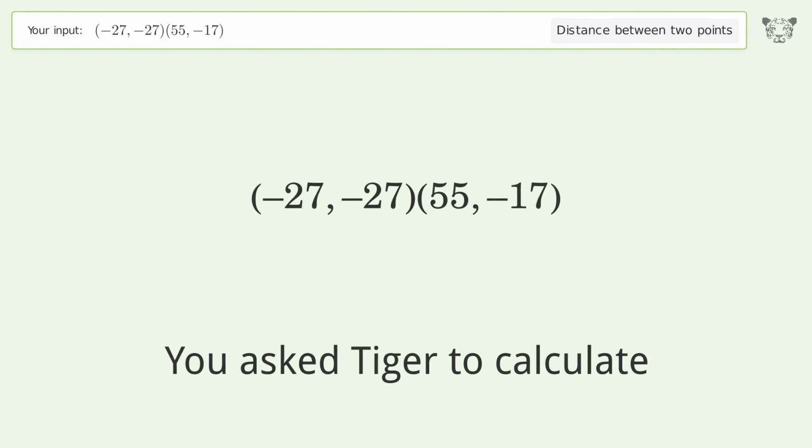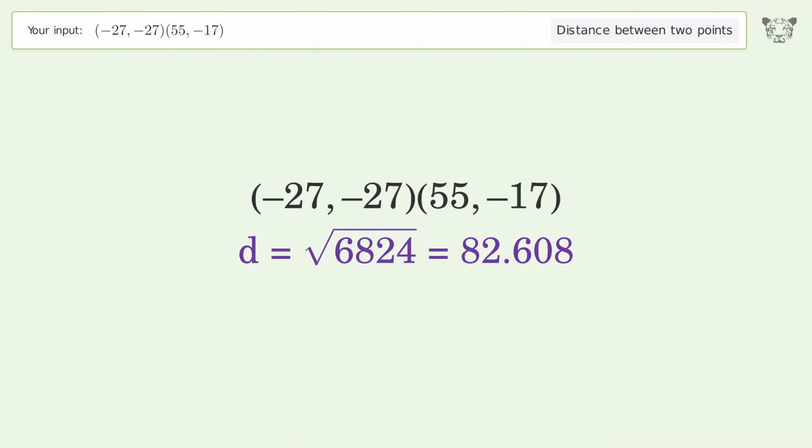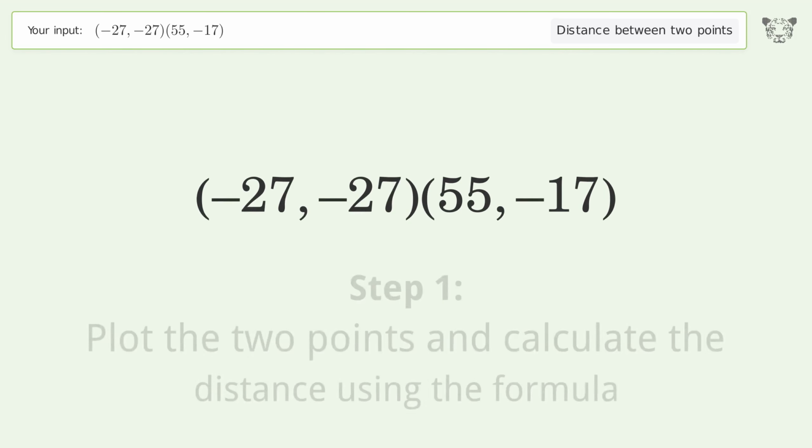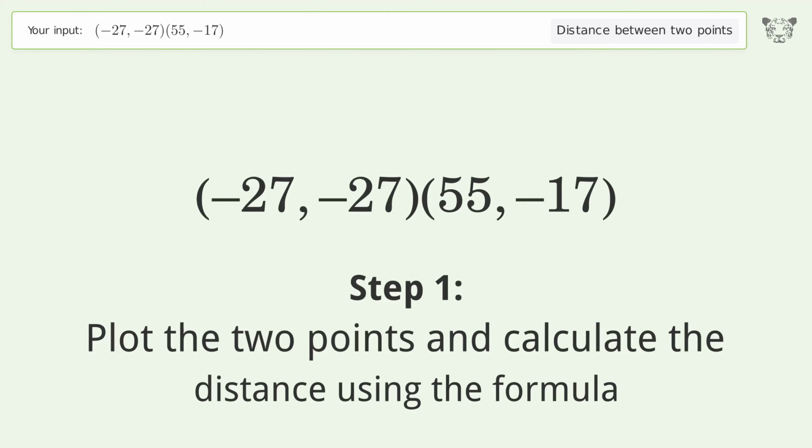You ask Tiger to calculate. This deals with the distance between 2 points. The distance between the 2 points is the square root of 6,824, or 82.608. Let's solve it step by step. Plot the 2 points and calculate the distance using the formula.